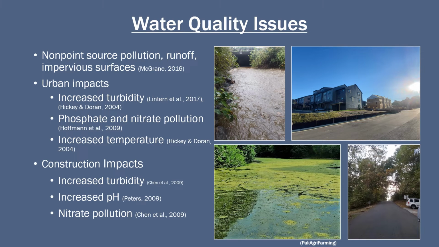So the most common cause of water quality issues in urban areas is non-point source pollution, which is just polluted runoff. And in urban areas, it's worsened due to impervious surfaces like sidewalks and roadways that don't let water soak into the soil. Urban areas and construction areas can have many impacts on water quality, including increased turbidity, phosphate and nitrate pollution, increased temperature, and increased pH.